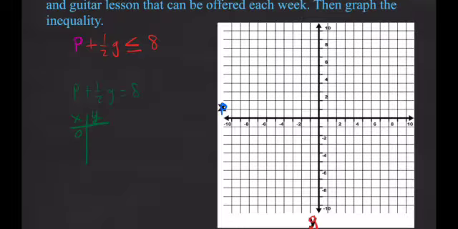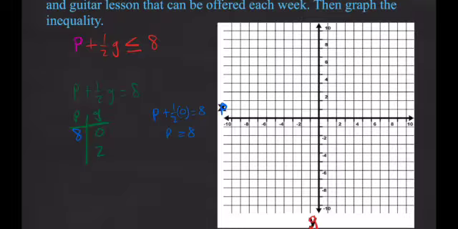Then let's choose, actually, let me make sure I put the right variables. We have p, we have g. I'm going to choose in terms of g this time. I'm going to choose 0 for g, and then let's say 2 for g, and see what happens. So if we choose 0 for g, we have p plus half of 0 equals 8. So in other words, p is equal to 8.